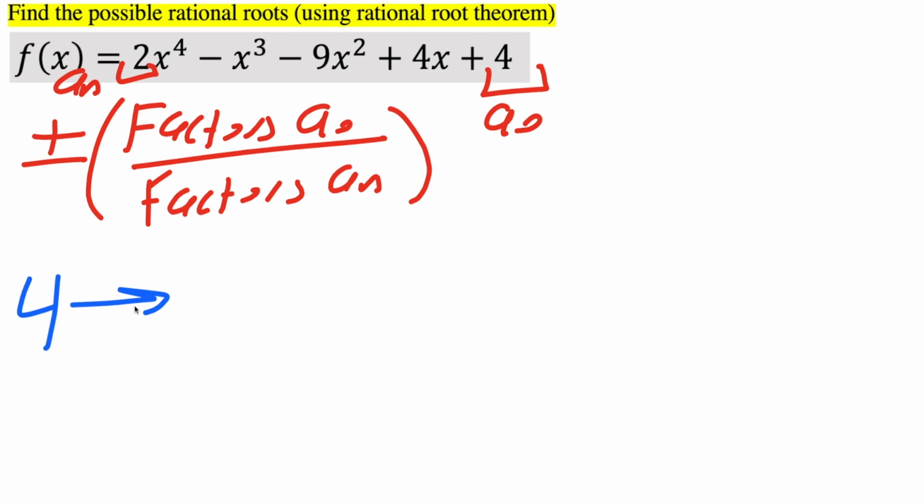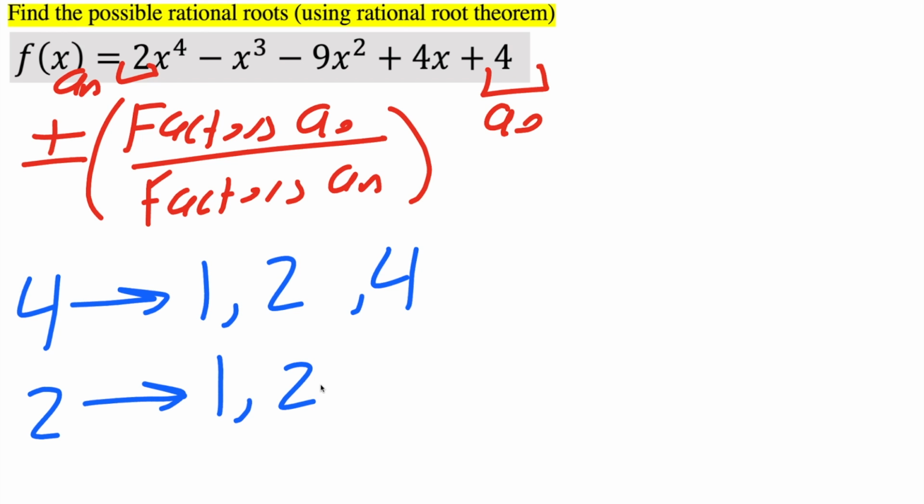So I guess we can first focus on the 4, our a sub 0. What are the factors of 4? To think of factors, you think of two whole numbers that multiply together to give us 4. We know 1 times 4 is 4. We also know 2 times 2 is 4. So the factors of 4 are 1, 2, and 4. Next, we can do 2. What two numbers multiply together to give us 2? 1 times 2 is 2, and those are the only two whole numbers to give us 2.